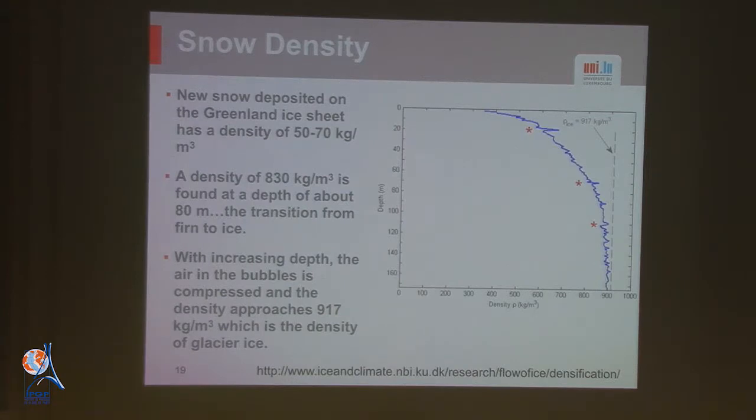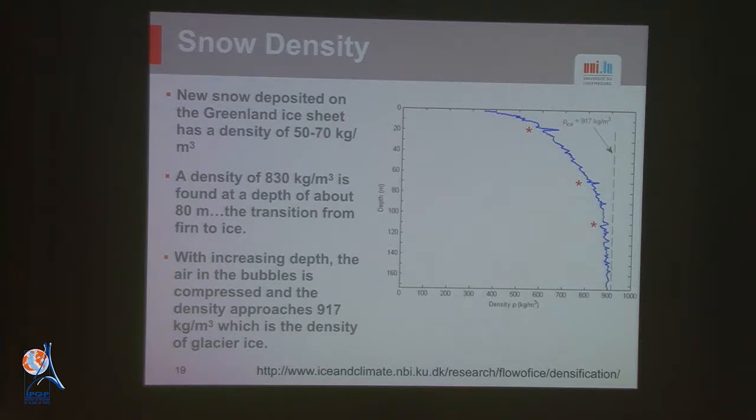At the top of the ice, snow has a density of about 50 to 70 kilograms per meter cubed. You go down 80 meters, right there, and it's gone up to 830 kilograms per meter cubed. And then you go down even further, below 160 meters, it's approaching what we consider the density of ice, 917 kilograms per meter cubed. So it's not so straightforward.